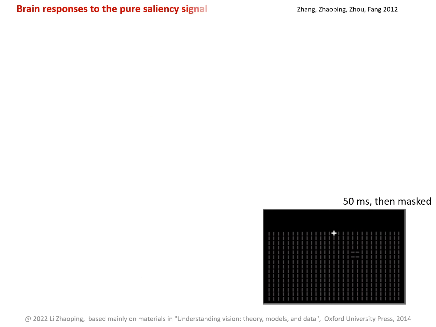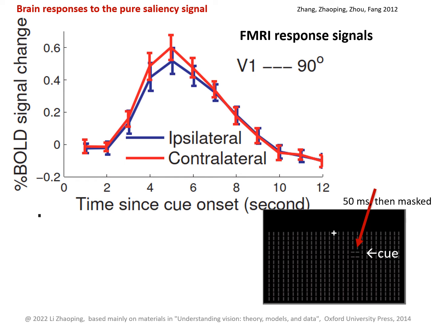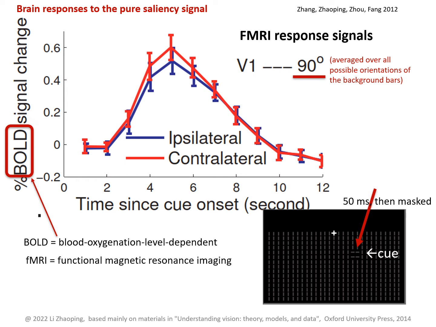Now let's look at which brain areas respond to this pure saliency signal, which can guide attention, but observers could not recognize its visual location. This is the fMRI response from brain voxels in V1 in response to the cue locations when the orientation contrast at this cue is 90 degrees. These signals are usually called bold signals.